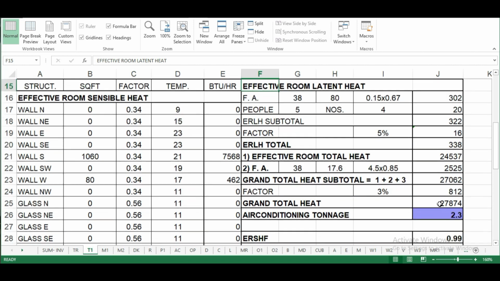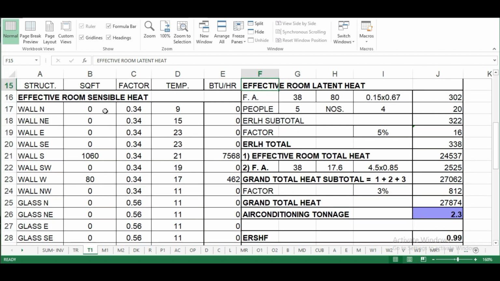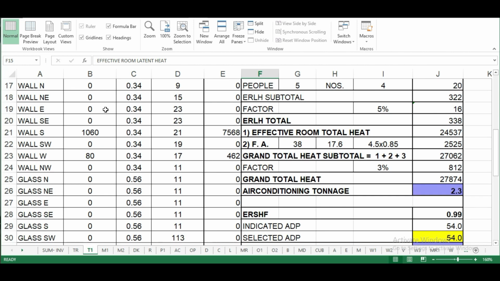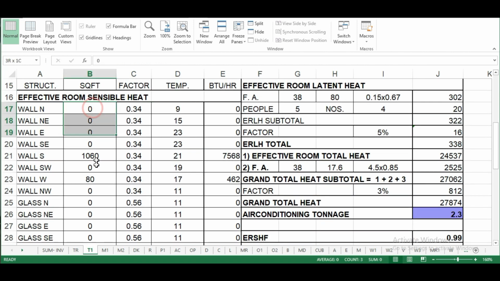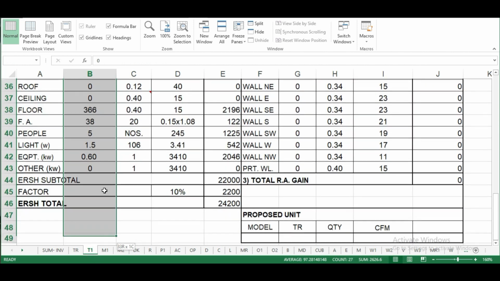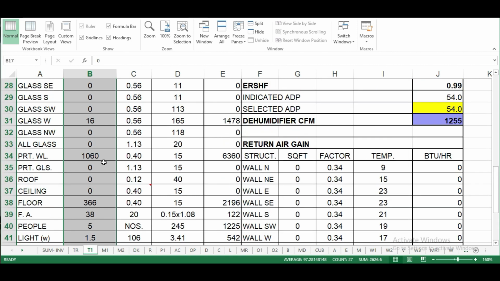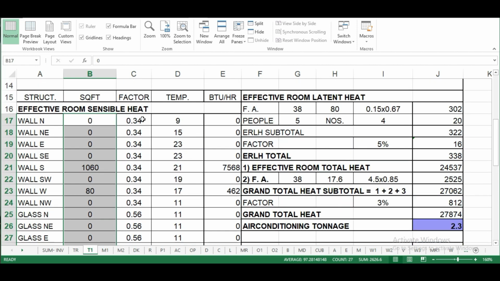So let's start the sensible heat calculation. As you see over here, these are the parameters you have to enter. The two columns, one is factor, one is temperature. You don't have to do anything with those two columns. You only have to enter the data over here. First is wall north, wall northeast, wall southeast, wall south, like that. So for that we will go to AutoCAD so that we can calculate.